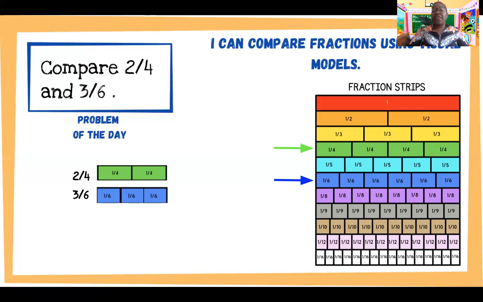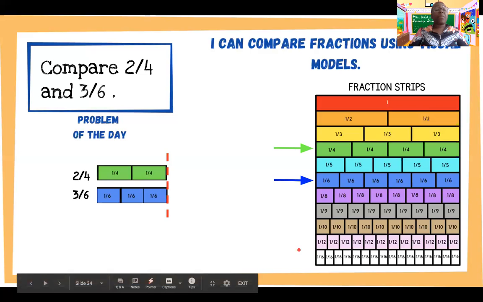This looks a little different than any of our problems that we've done so far this week. Did you notice something? Both of those sets of fraction strips are the same length. This means that 2/4 and 3/6 are actually equivalent. What do you think that it means to be equivalent?